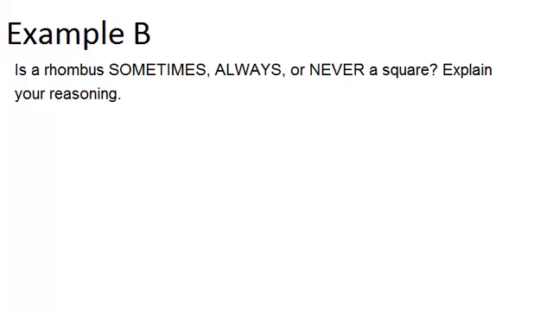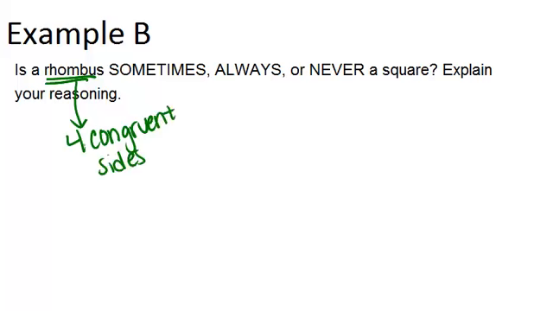Is a rhombus sometimes, always, or never a square? Explain your reasoning. All right, so let's think about a rhombus. A rhombus is a shape with four congruent sides. So the question is saying, is a shape, a rhombus, with four congruent sides, sometimes, always, or never going to be a square? And a square has four congruent sides and four right angles.